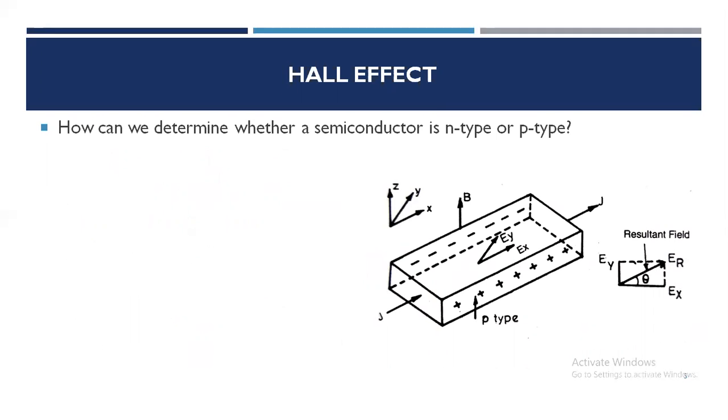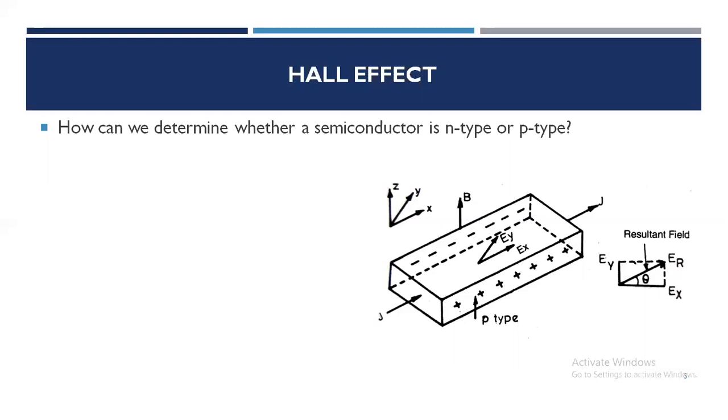Let's see the Hall effect in semiconductors. How can we determine whether a semiconductor is N type or P type? It is a very important and valuable question. They look alike, and a simple measurement of resistance will not distinguish a semiconductor material as N type or P type. The Hall effect comes to our rescue.